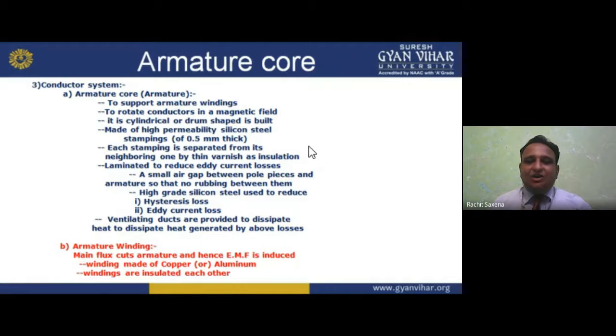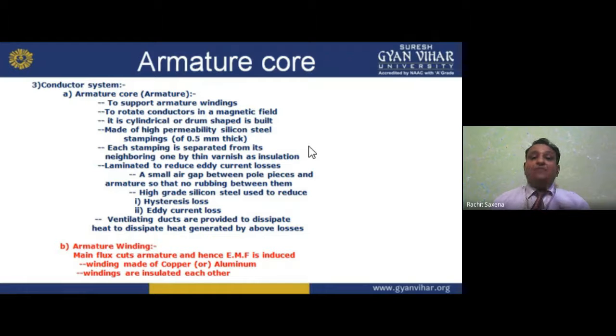It is built cylindrical or drum shaped. Of which shape? Cylindrical or drum shaped. If I want to build it, manufacture it, produce it, I have to use a cylindrical or drum shape. Okay, I hope you understand. Now it is made up of high permeability silicon steel stampings.